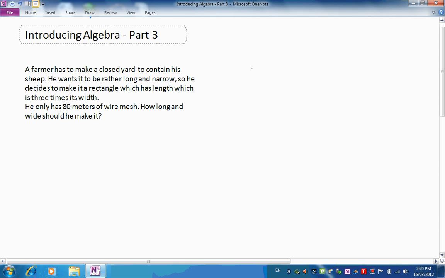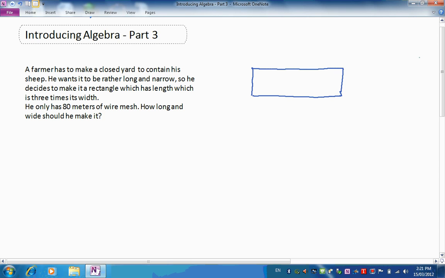Now, I'm going to draw a diagram for you, roughly what it might look like. That might help you with your problem solving. I want you now to pause the presentation and see what you can do in solving this problem.